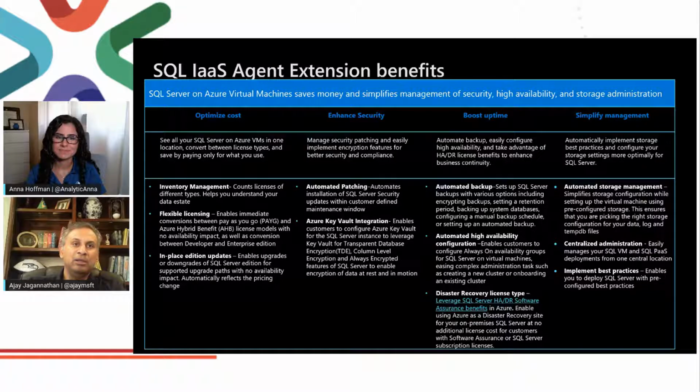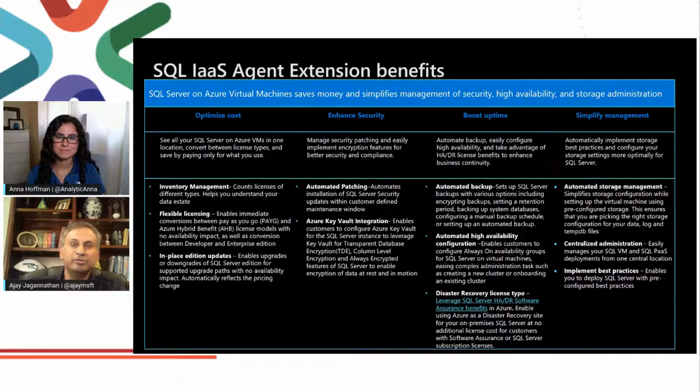At a high level, it gives you flexibility to manage your costs through license type choice. So you can either pick pay as you go or bring your own license. You can do in-place edition updates from, let's say, standard edition to enterprise edition or downgrade. You can sign up for automatic security updates and patching, as well as integrate with other security services such as Azure Key Vault.